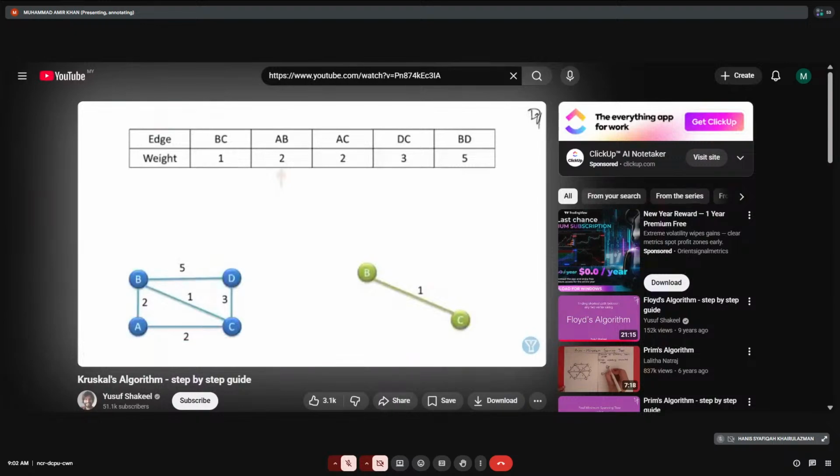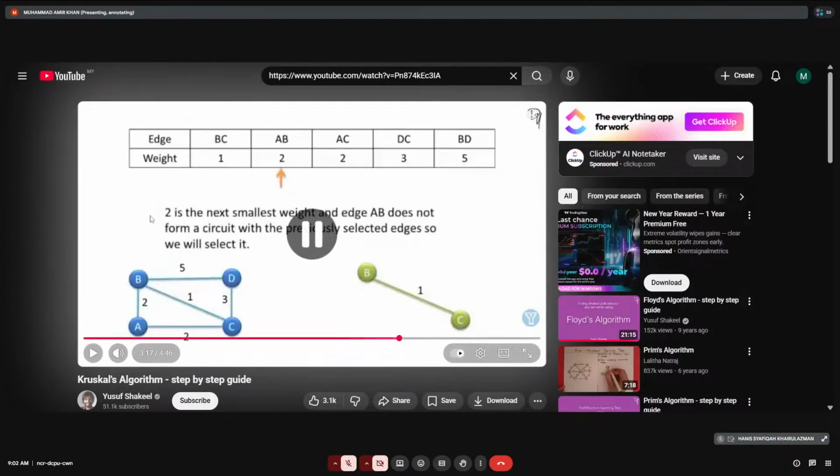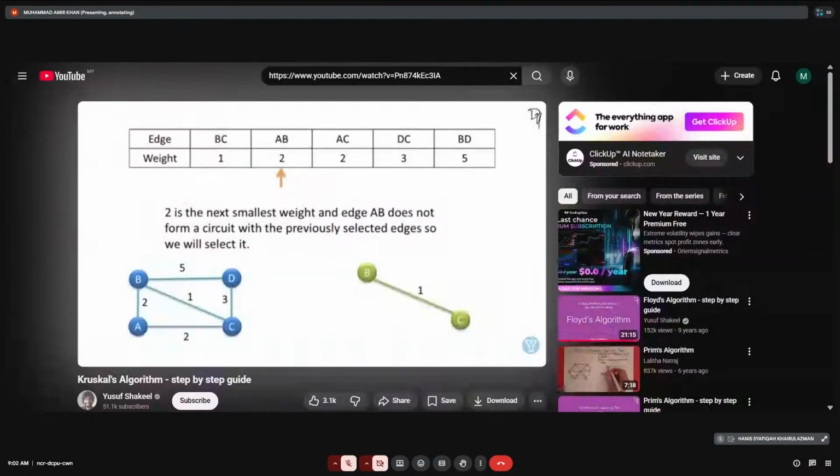Then we have the second one, which is AB. So 2 is the next smallest weight and edge AB does not form a circuit with the previously selected edge. So we can select it. Because see, BC is different and AB is also different. There's no circuit. So we select AB like this.